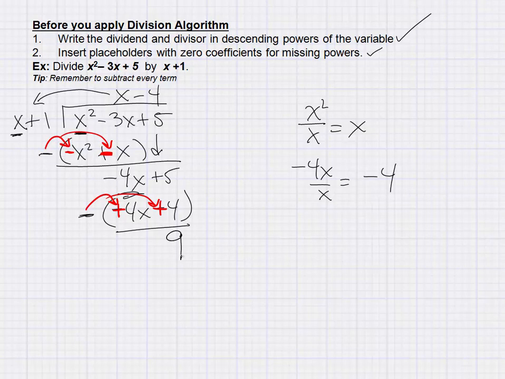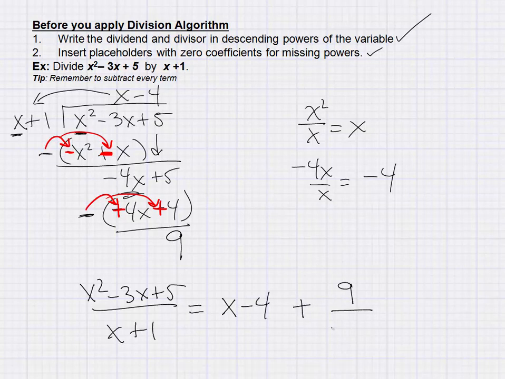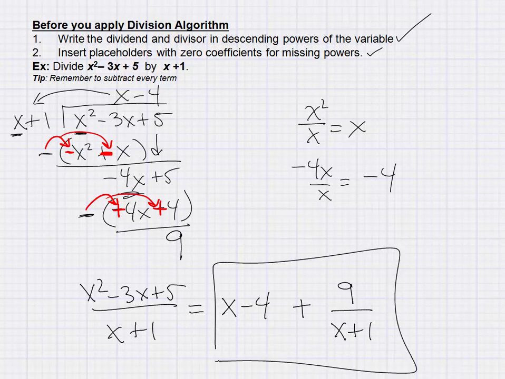So in this case I got a remainder of 9, which is fine. You're going to get remainders sometimes. All that tells you is that we're not talking about factors here. When I take x squared minus 3x plus 5 and I divide it by x plus 1, I'm going to get a quotient, which is x minus 4, plus my remainder over my original divisor. And this is the way my final answer should be written.